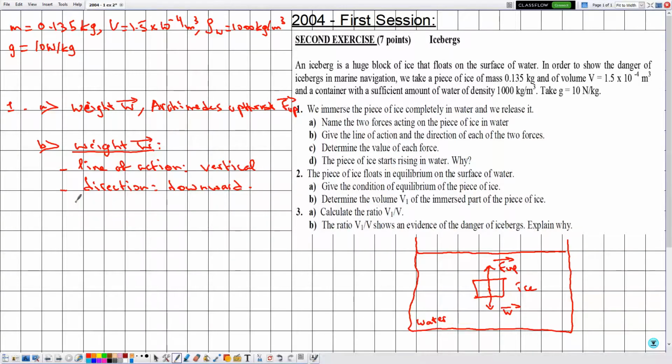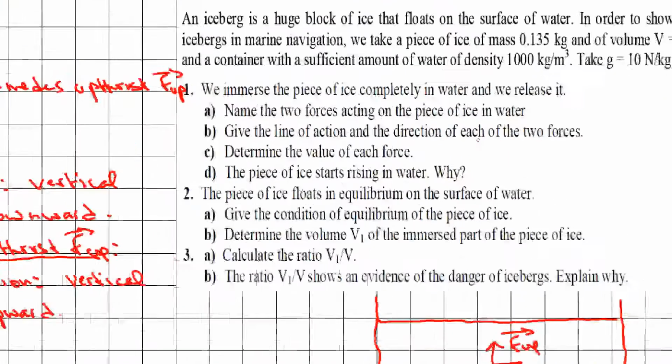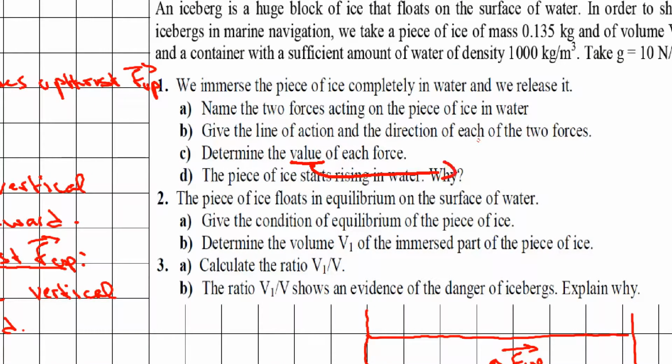And as we know that Archimedes upthrust always opposes the effect of the weight. So it is acting vertically upward, and the line of action is vertical. And the direction is upward. Now part C, determine the value of each force, and here the value means the magnitude.